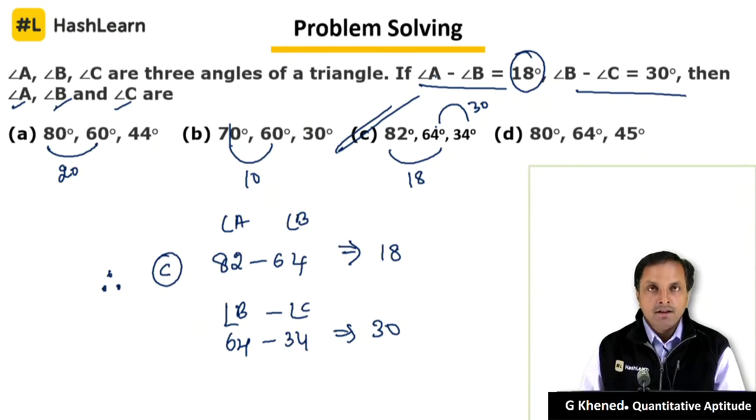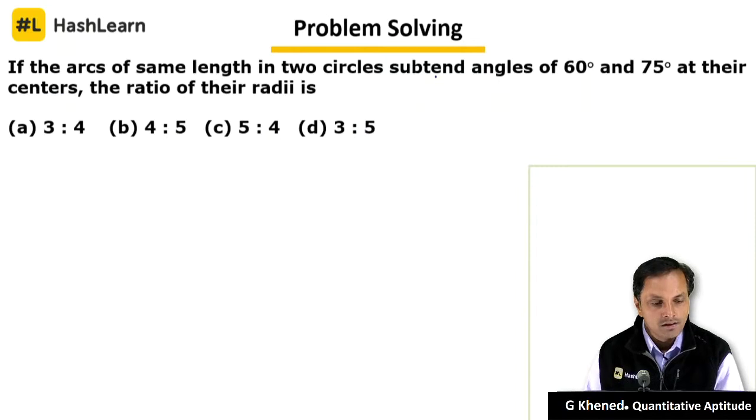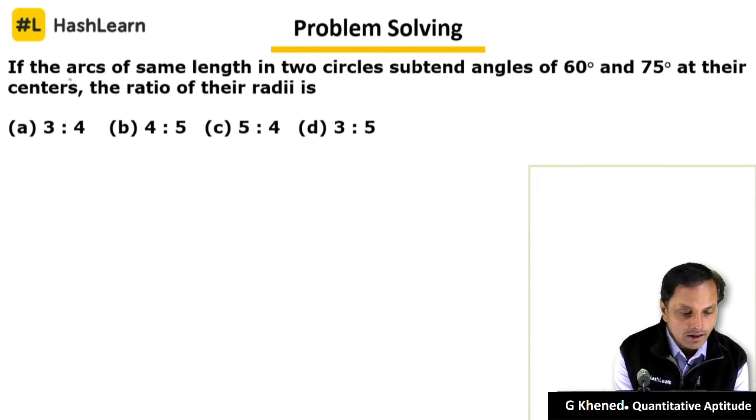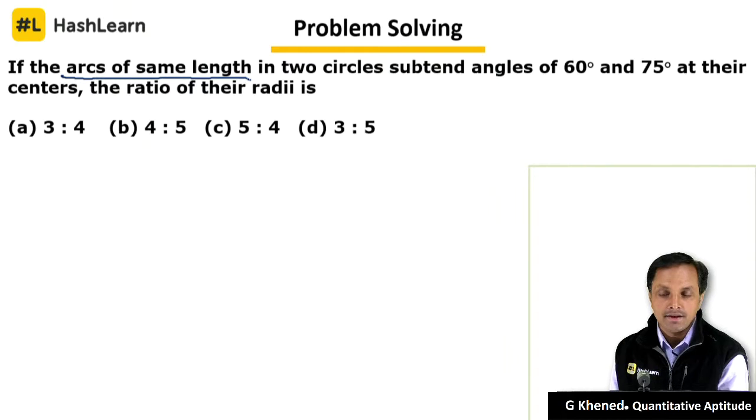Okay, fine, then let's go to the next. If the arcs of the same length in two circles subtend angle 60 degree and 75 degree at the centers, then the ratio of the radii is. Arc is of same length. Two circles subtend 60 degree and 75 degree. What is the ratio?